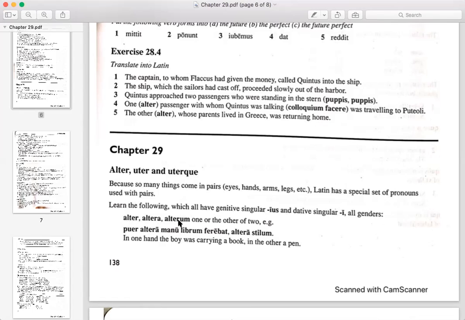So alter, altera, alterum, one or the other of two. For example, in one hand, the boy was carrying a book, in the other, a pen. So in one hand, altera manu, in the other, altera, a pen. Notice that they do not repeat manu the second time. That is understood. Just like in English, you don't have to repeat hand again for it to make sense. In Latin, they don't repeat it either. Notice that altera agrees with manu in both instances, though. It's ablative singular feminine because manu is feminine, in one hand and the other.